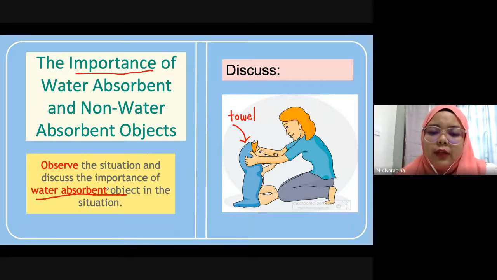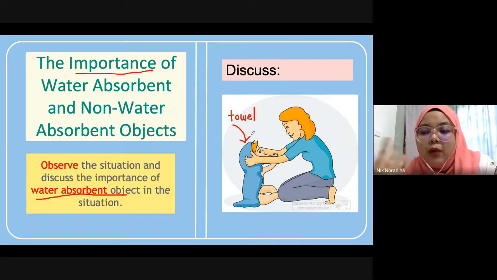Okay, so now we are talking about water absorbent. An example of a water absorbent that we use every day in our daily life is our towel. That's why when your mommy or daddy want to buy a towel for you, they will choose a material that is a good water absorbent, so that it can easily absorb the water from your hair and also from your body.